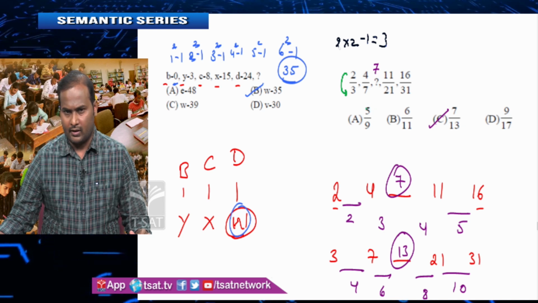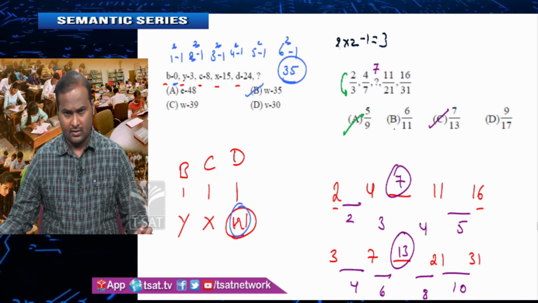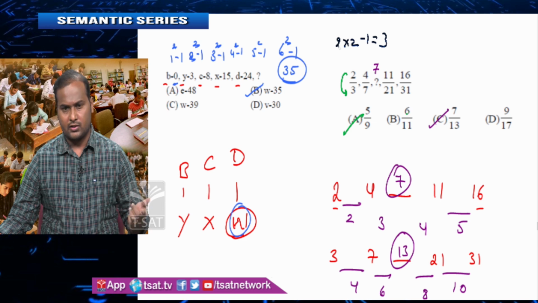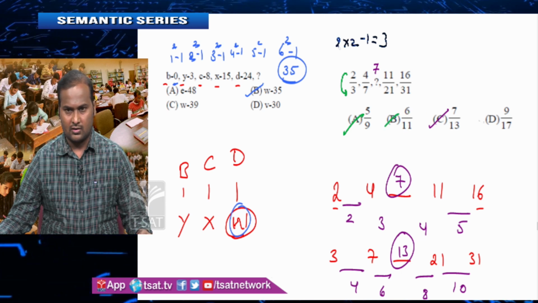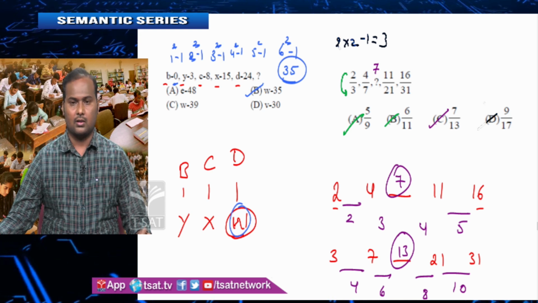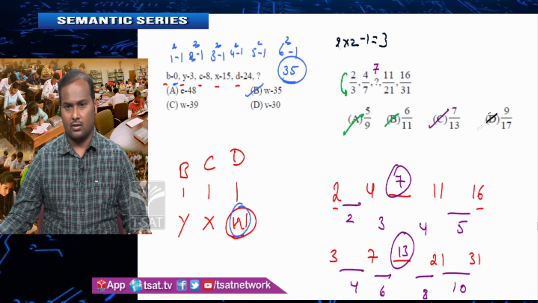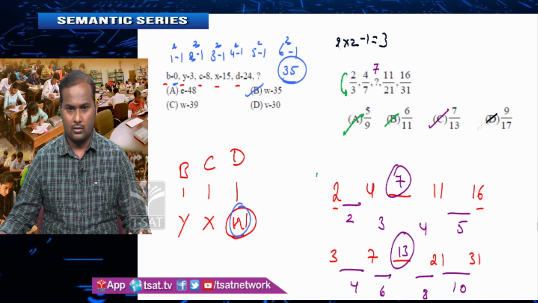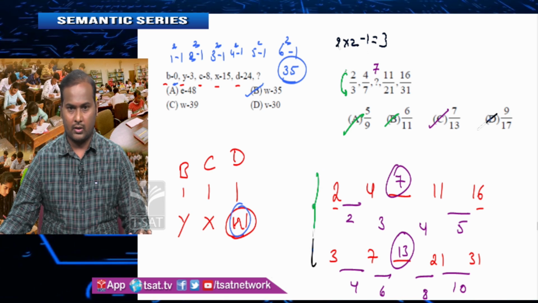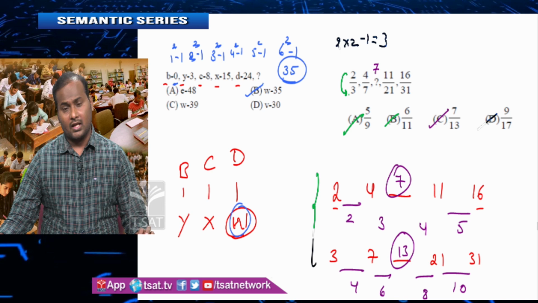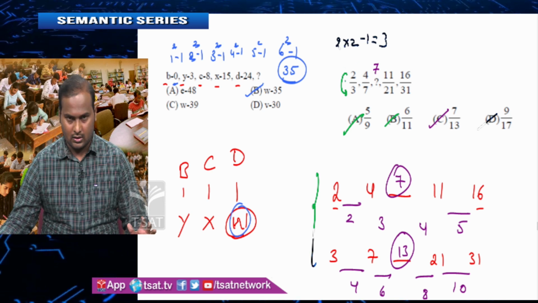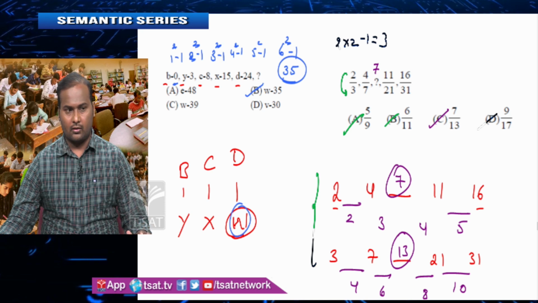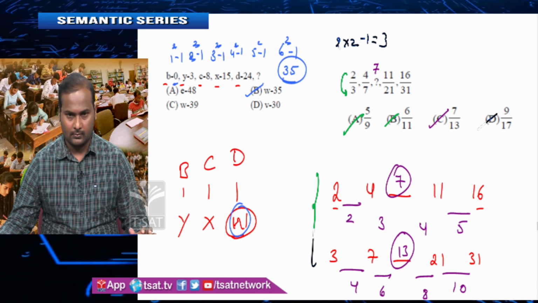So you need to check the options here also. Here 5: 5 into 2 is 10, minus 1 is 9. You see option B, 6 and 11: 6 into 2 is 12, 12 minus 1 is again 11. This is also possible, this also possible. But see, that is the reason we are getting all the answers. So obviously you have to follow the pattern from numerator to numerator, not from numerator to denominator. In the exam, there is a possibility of asking from numerator to denominator also. So you need to find out both the things as well.